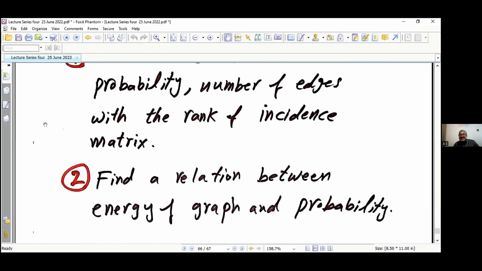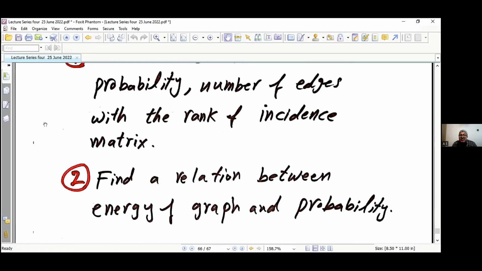Now, the second question is to find a relation between energy of a graph and the relative probability, because we define just different kinds of probability. So for each probability, for example, for non-commuting graph, we have the commutativity degree, we define the non-commuting graph, we have energy. Now, the question is to find a relation between energy.